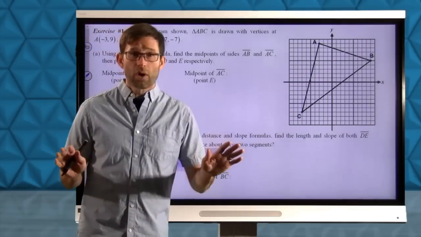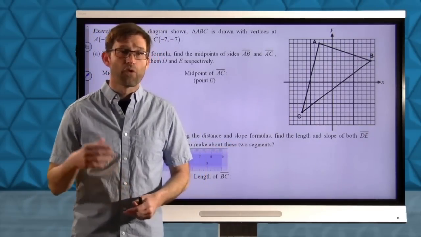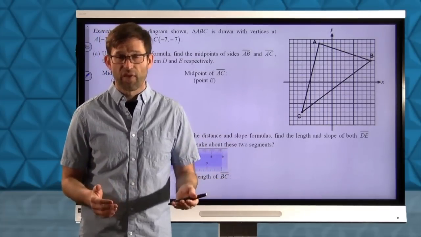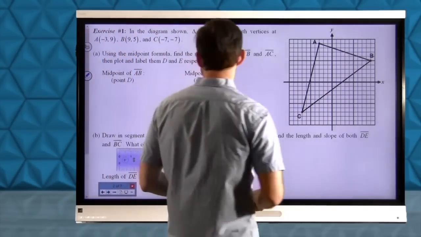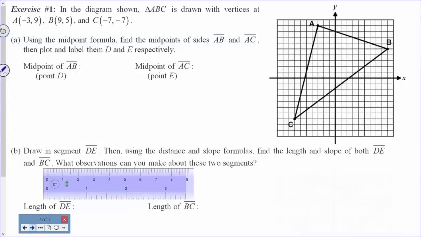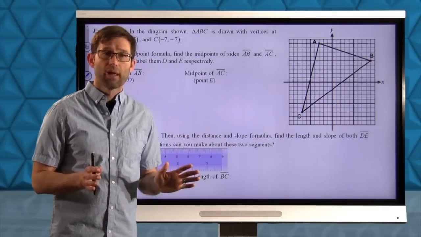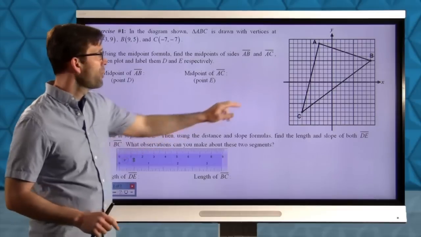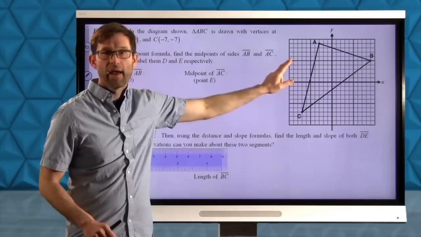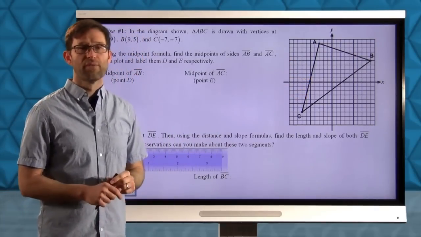All right. We're going to start off in the coordinate plane where we can really get a sense for midpoints, slopes, distances, things like that. And let's take a look at what exercise 1 asks us to do. In the diagram shown, triangle ABC is drawn with vertices at -3, 9, 9, 5, and -7, -7. Using the midpoint formula, find the midpoints of sides AB and AC, then plot and label them D and E respectively. All right, great. We've already gone through the midpoint formula many different times. Why don't you go ahead and find the midpoints of AB and AC? Go ahead and pause the video now and take a few minutes.